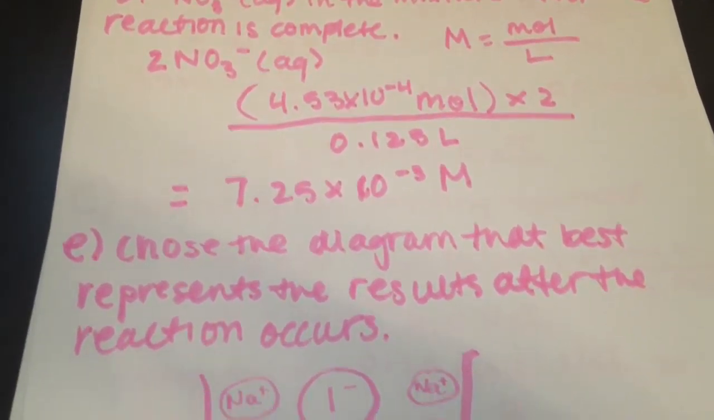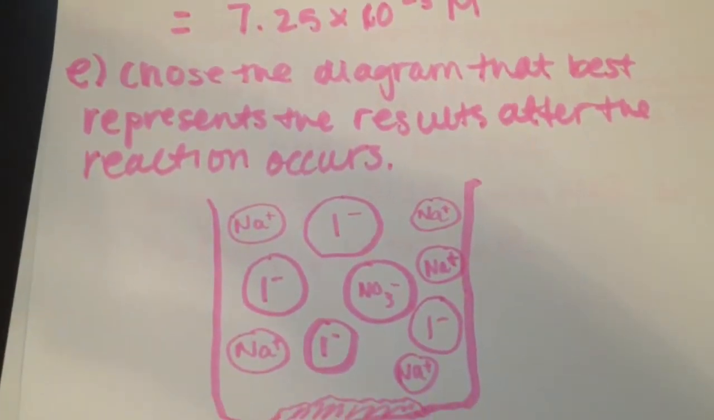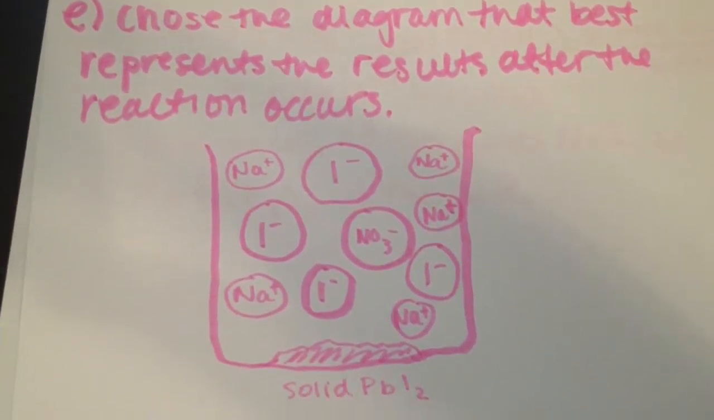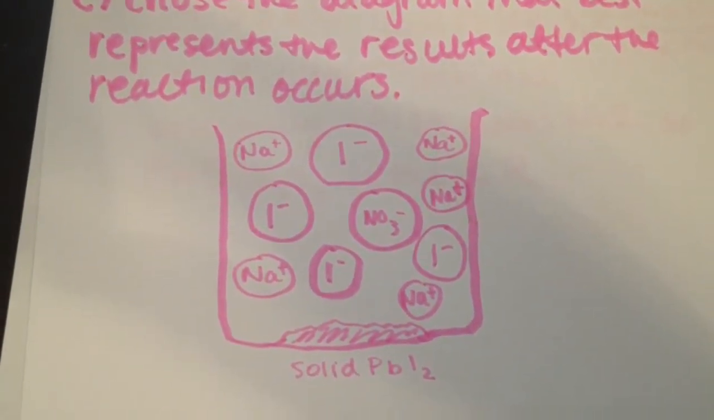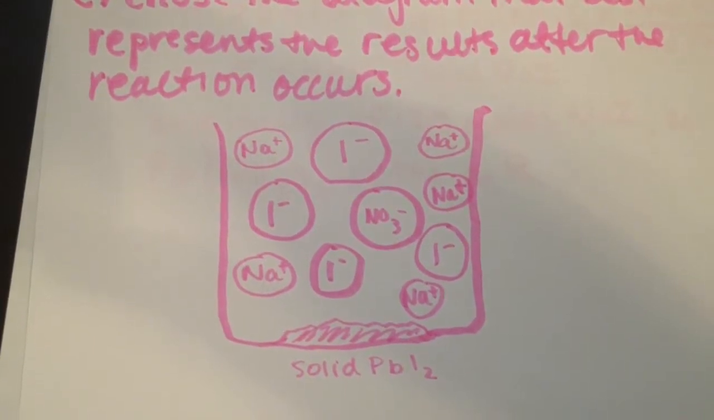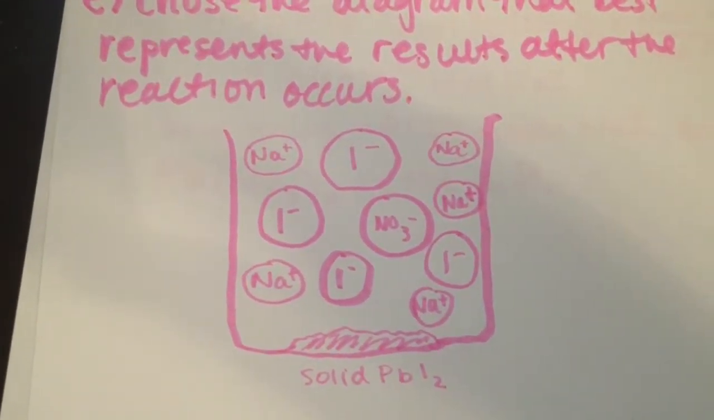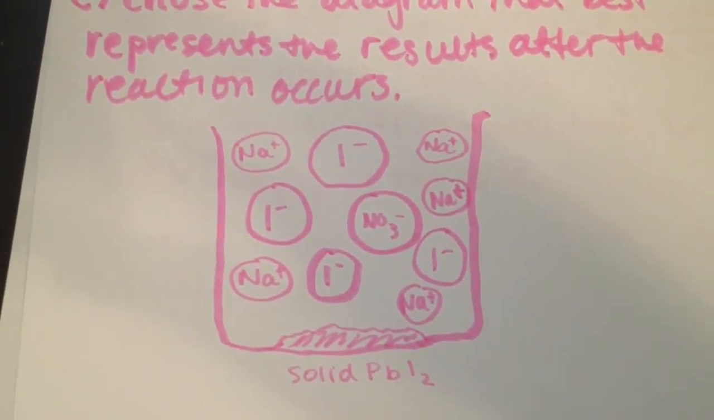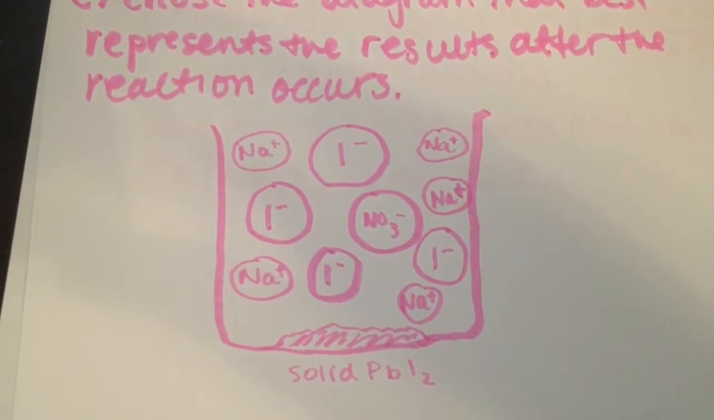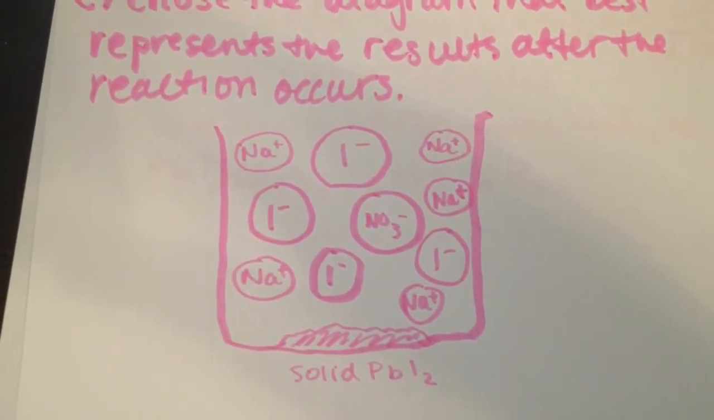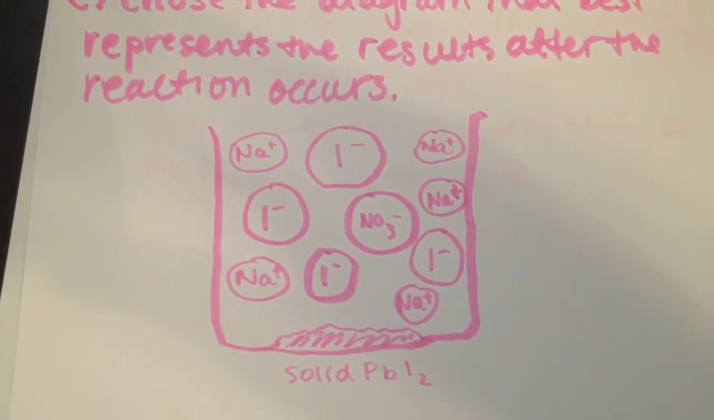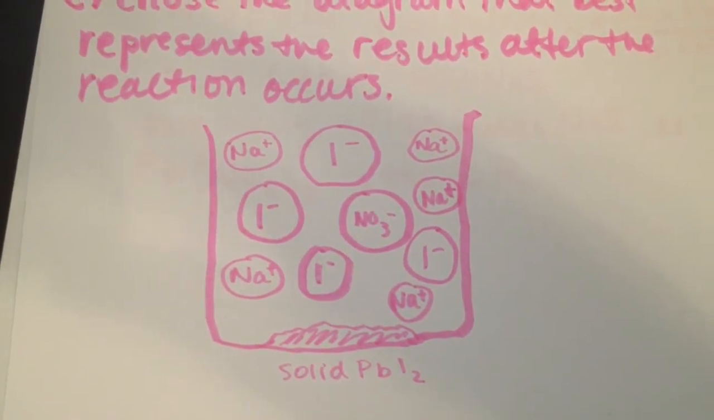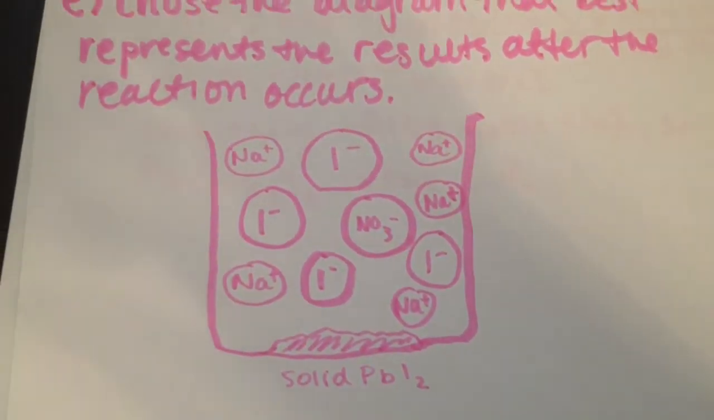So for the last part, we had to choose the diagram that best represented the results after the reaction occurred, and this was the diagram that I selected. So I selected this one because PbI2 precipitates, and Pb(NO3)2 is the limiting reactant, so there's no excess Pb2+ in the solution. And there was so much NaI in excess that some iodide ions are still there with the Na+ and the NO3 minus. And that's the end of the problem.